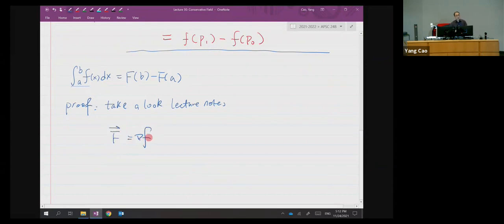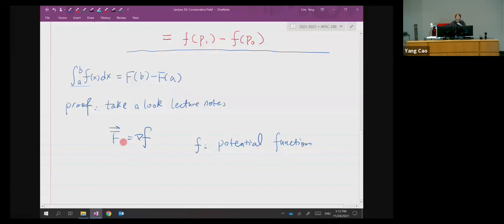For this relationship, where the vector field F equals del f, small f, we call it a potential function. So we've got a name for it: a potential function. It's a scalar function in general, but in this case we call it a potential function because the vector field F is a direct result of the gradient operation on this scalar function f. So del of a potential function gives you a conservative field.